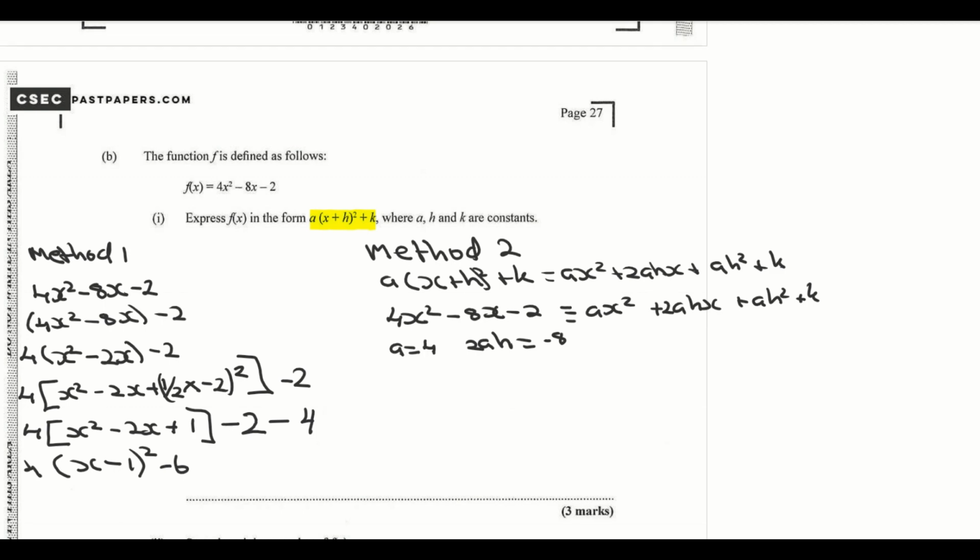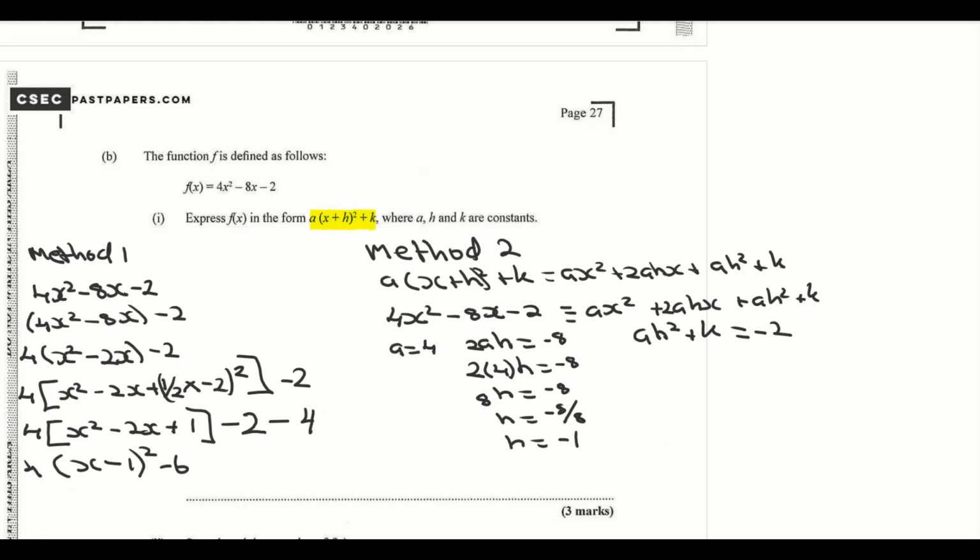Then the next one is the terms by themselves with no x's. ah squared plus k is my constant, which is negative 2. So I have a is equal to 4, then 2 by 4, h is equal to minus 8. So 8h is equal to minus 8. So h is equal to minus 8 divided by 8. So h is equal to negative 1. Same thing we got here.